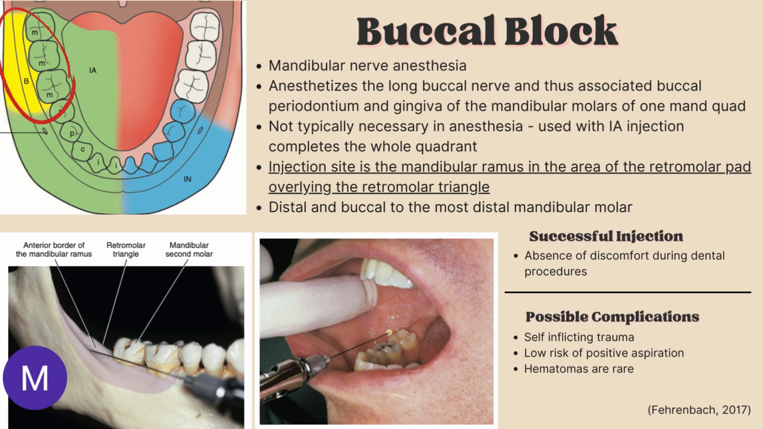The target area for injection is the mandibular ramus in the area of the retromolar pad overlying the retromolar triangle. And the injection should be distal and buccal to the most distal mandibular molar. In successful injections, there's no overt indications of an effective injection because of the location and the small size of the anesthetized region. There's usually only an absence of discomfort with dental procedures, and in some cases, self-inflicted trauma for possible complications can occur, such as cheek biting. Otherwise, this injection has low risk of positive aspiration, and the complication of hematomas is rare.